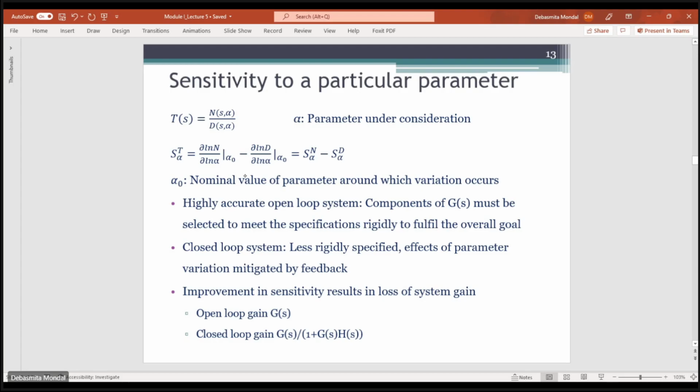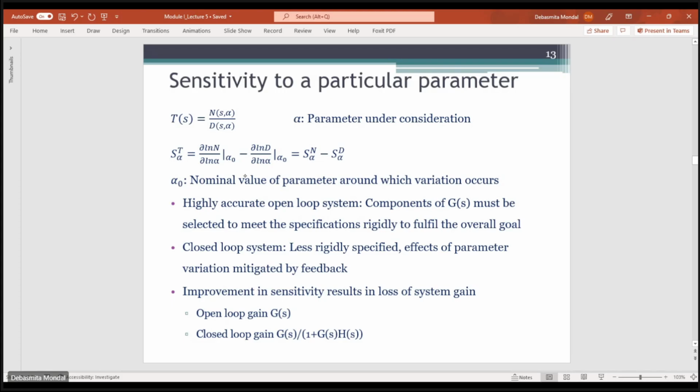then you have to write S_T^alpha equals the partial derivative of ln T by the partial derivative of ln alpha, evaluated at alpha 0, where alpha 0 is the nominal value of the parameter around which the variation is occurring. So the sensitivity of the overall transfer function with respect to any variation in parameter alpha can be written as S_N^alpha minus S_D^alpha.